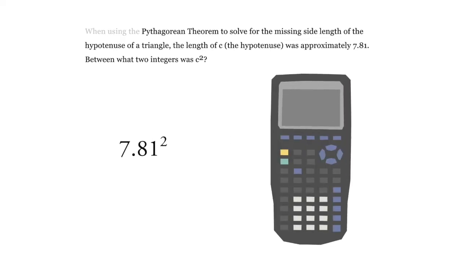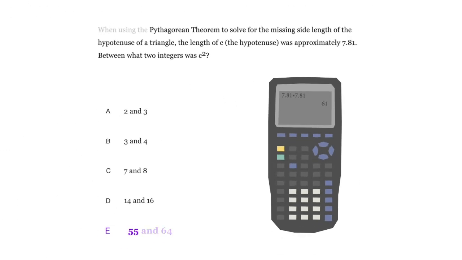Now, if you have a calculator, you can just do 7.81 times 7.81, and you get 60.99, so it's about 61. So this is the correct answer. It's between 55 and 64. The others aren't even close. So it's a pretty straightforward question like that.